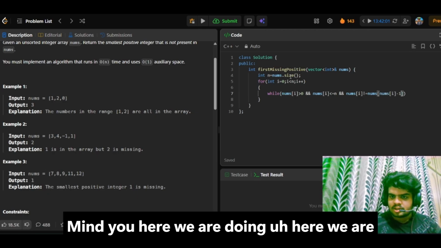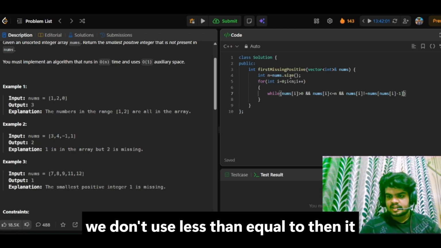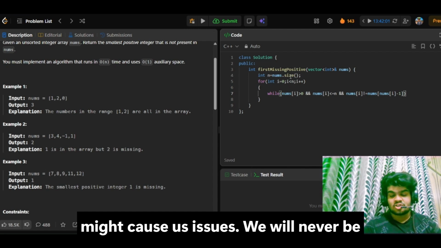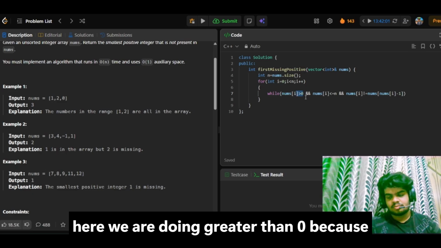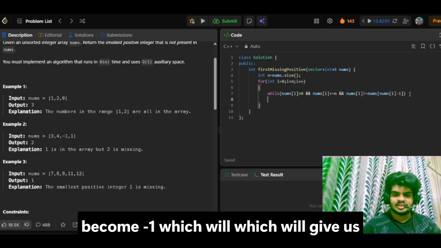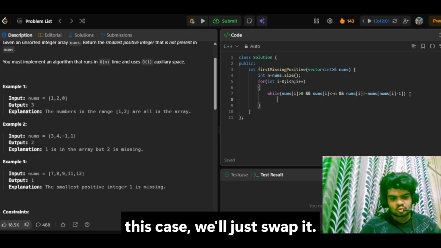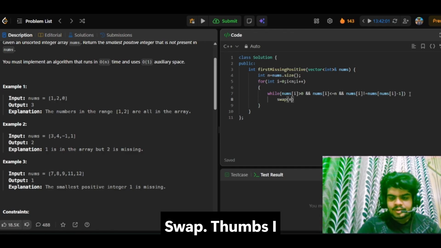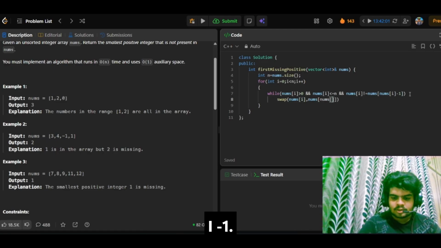Mind you, here we are using less than or equal to, because if we don't use it, it might cause us issues. We will never be reaching the n minus 1 element. Similarly, here we are using greater than 0, because if an element is 0, then nums[i] minus 1 will become -1, which will give us out of bounds. So in this case, we will just swap nums[i] with nums[nums[i] - 1].